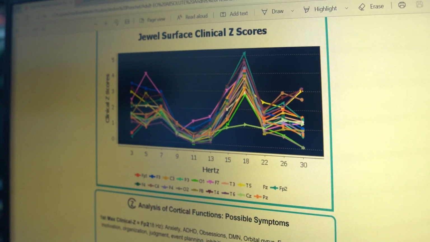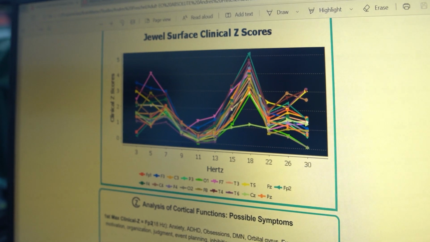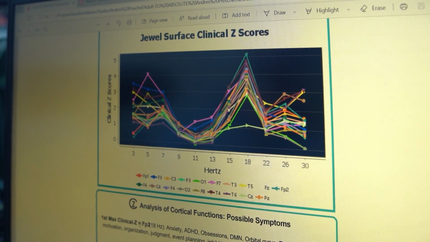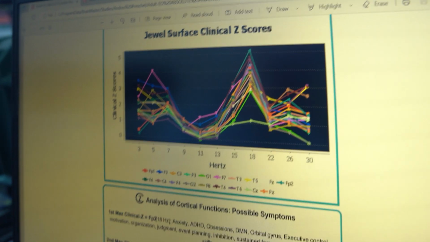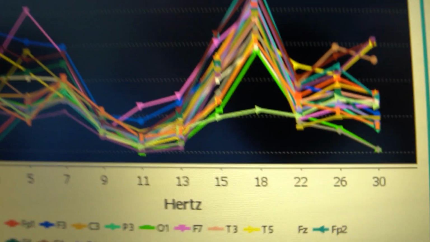So we look at the first clinical Z-score, which is at FP2, the left prefrontal cortex at 18 hertz. That makes a lot of sense because 18 hertz is in the beta range. This was 15 to 20? Exactly, yeah. So that could be involved in anxiety, ADHD, obsessions.